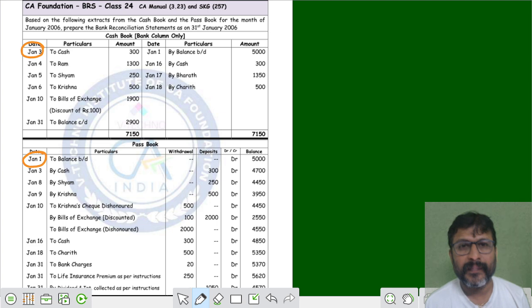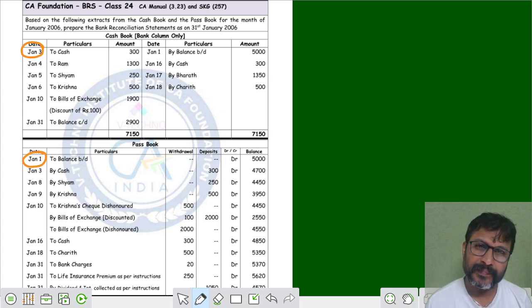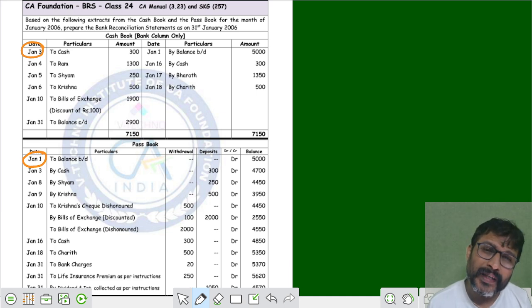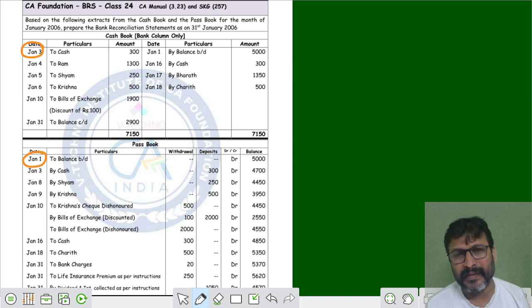When months are the same, ignore the person or item which appears in both the books. We have to ignore. When months are different, do the BRS for the same person. When months are the same, ignore the same item or person which appears in both.